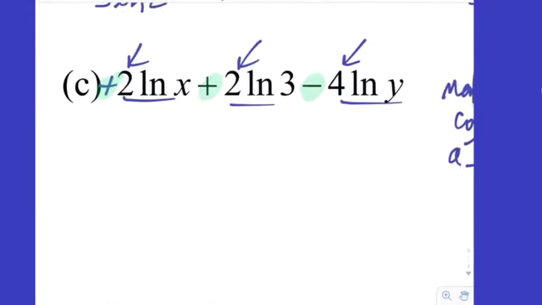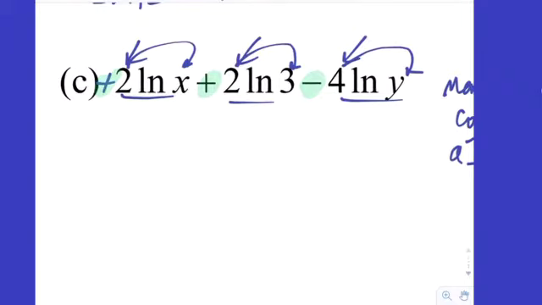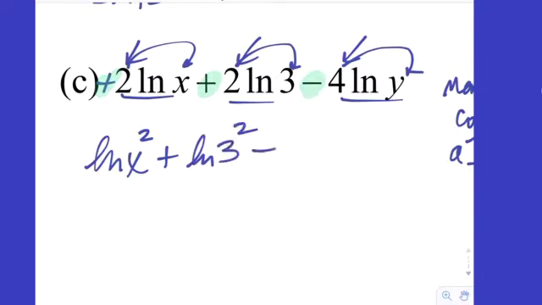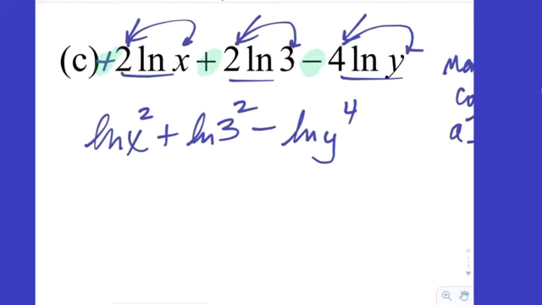All right, so step 1, I'm going to bring the 2 up as an exponent, the 2 up as an exponent, and the 4 up as an exponent on the entire argument. So that becomes the natural log of x squared plus the natural log of 3 squared minus, we'll just bring up the 4 and leave it negative, the natural log of y to the 4th. The last thing you would do when you're expanding is to pull the exponents out front. The first thing you do when you're condensing is put the exponents back up. You're doing kind of the reverse order when you go backwards.